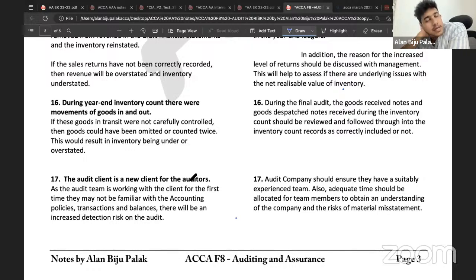So as a response, we can select GRN and GDN of the goods taken in and out during the count, and we can cross check it with the list of inventories to confirm these have been appropriately included there. Clear? Okay.